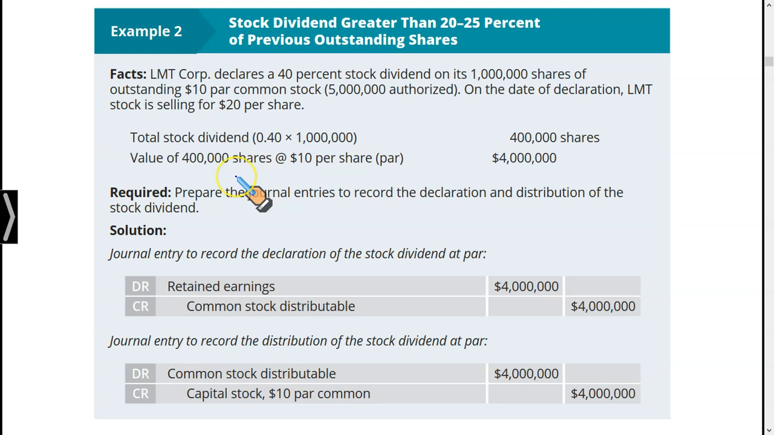What is the par value of these shares? 400,000 times $10 per share as par, 4 million. We ignore market price, we simply consider the par. So this is the journal entry. You debit retained earnings 4 million, credit common stock distributable, and once the stocks are issued, we debit common stock distributable, credit common stock at par. There is no additional contributed capital here.